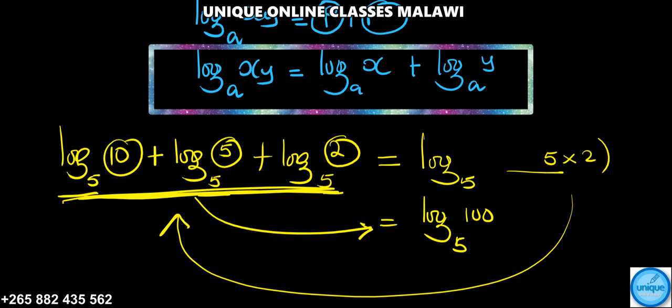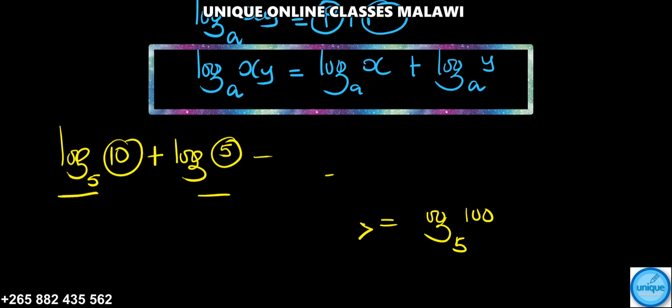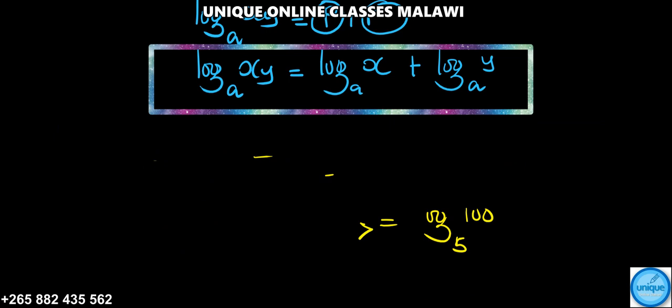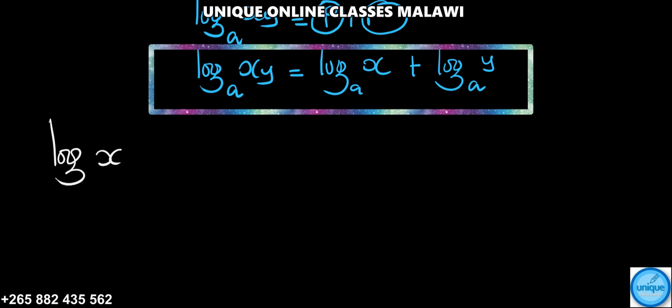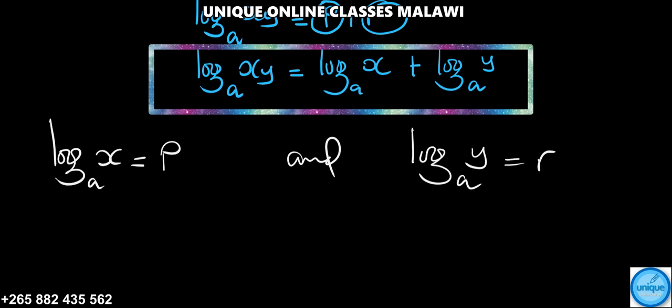Let's now do the second law. In the second law, I'm going to use the same logs. I have here log of x base a as my letter p, and log of y base a as my letter r. Changing these into exponential form, we get x is equal to a power p, and y is equal to base a power r.